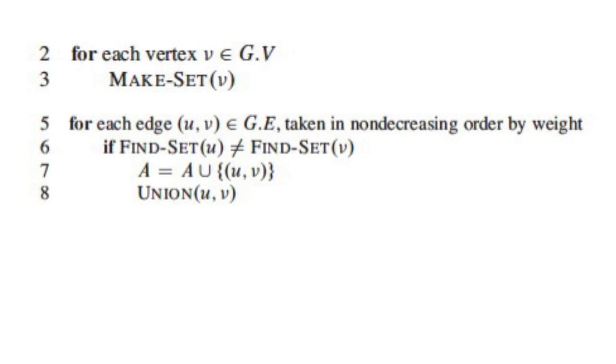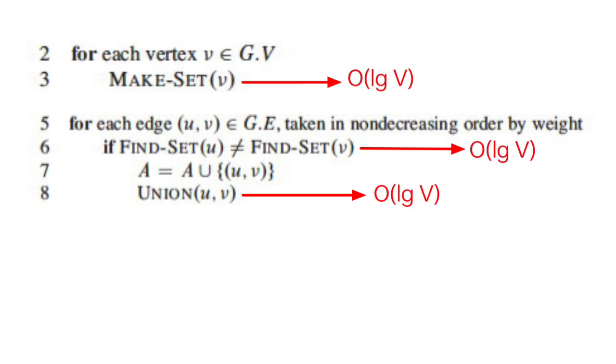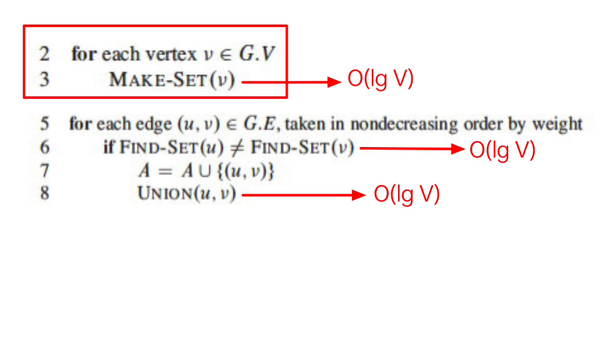Line number 3, 6, 7 and 8 are the lines which we haven't examined yet. In these lines we make use of functions makeset, findset and union, all of which are disjoint set operations. The time complexity of these three functions is O(log V). Now let's consider the first code segment.